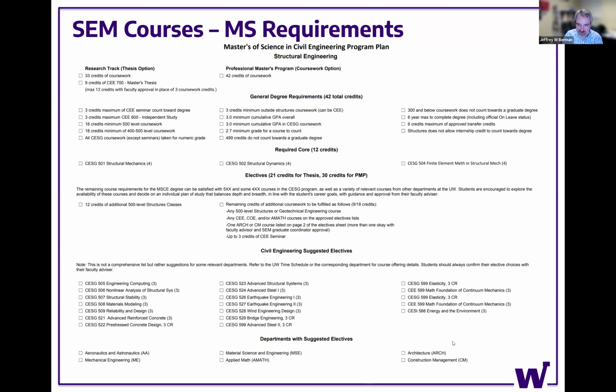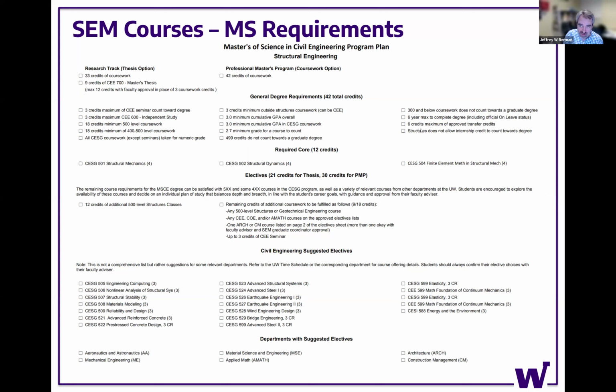And then just handy down here are some departments with various electives that are out there. And then for as far as minimums, how good do you have to do in all these courses? You need a 2.7 minimum grade in each course for it to count. Your cumulative GPA in all the 500 level CESG courses needs to be 3.0 cumulative, and you need to keep a 3.0 cumulative overall.